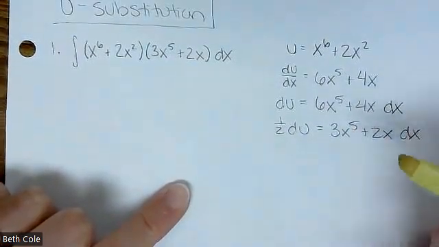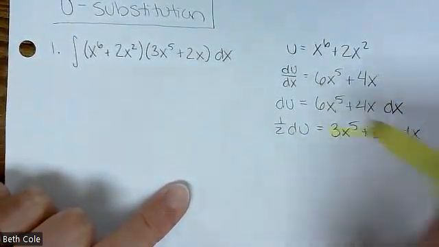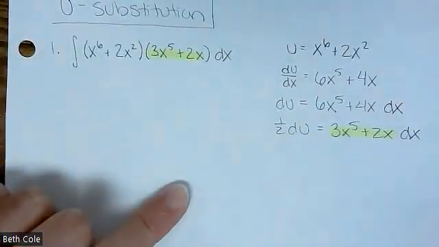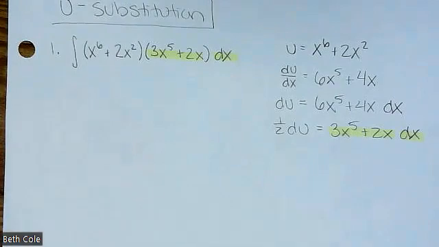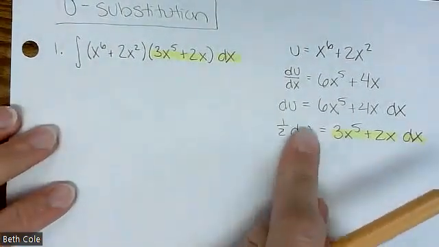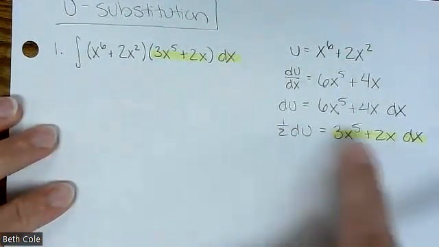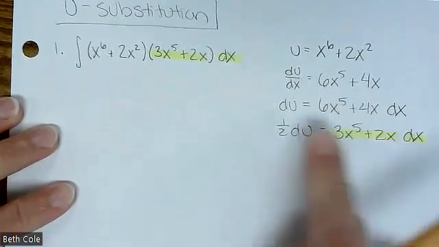So what I like to do is highlight that stuff. 3x to the 5th plus 2x dx. It didn't show up real great on there, but it looks okay. In place of the stuff I highlighted, we're going to put 1/2 du. You get how a substitution works, right? We're going to take this highlighted stuff out and put in this.